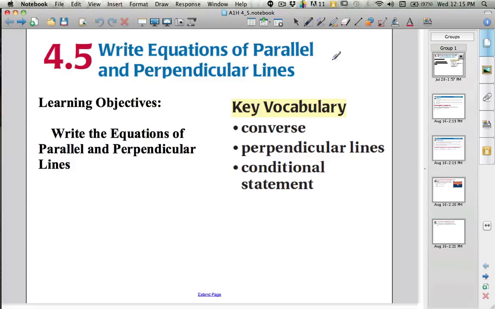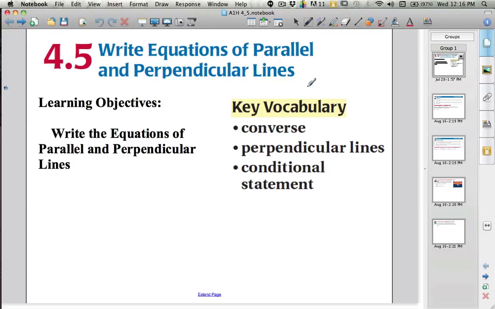So in this section, we're going to take the information that we've already learned about writing the equations of lines, and we're now going to be writing the equations of parallel lines and perpendicular lines. All right, and what we need to understand in terms of vocabulary is what is a perpendicular line, what is a converse, and what is a conditional statement.